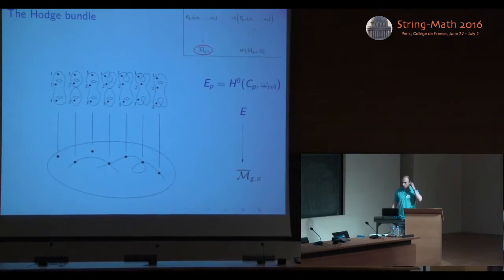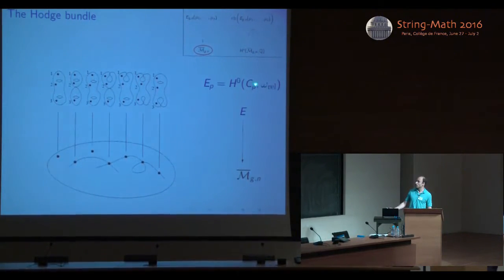And officially, if you take the relative cotangent line bundle to the fibers, you take S2, which is the section of the universal curve that corresponds to the second marked point. So L2 is the pullback of the relative cotangent line bundle under the second section. And you can do that with any marked point, so you get N line bundles L1, ..., LN.